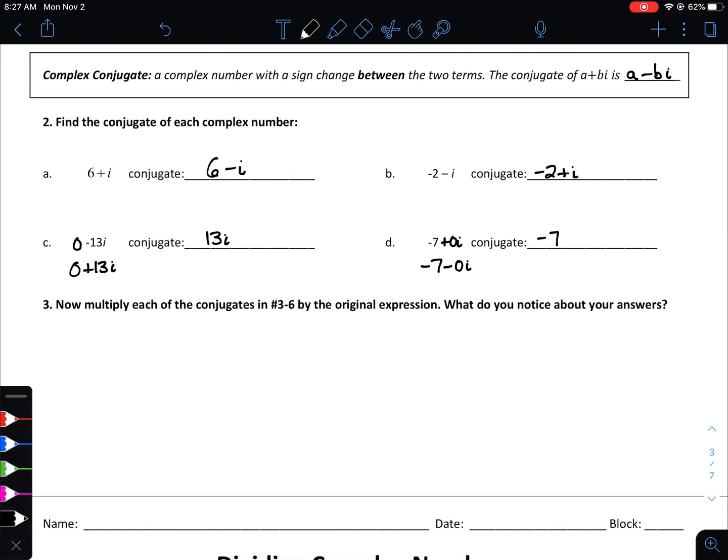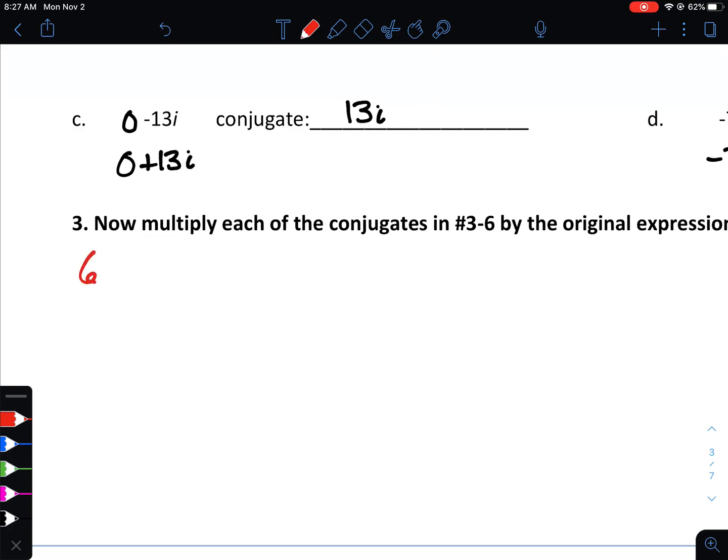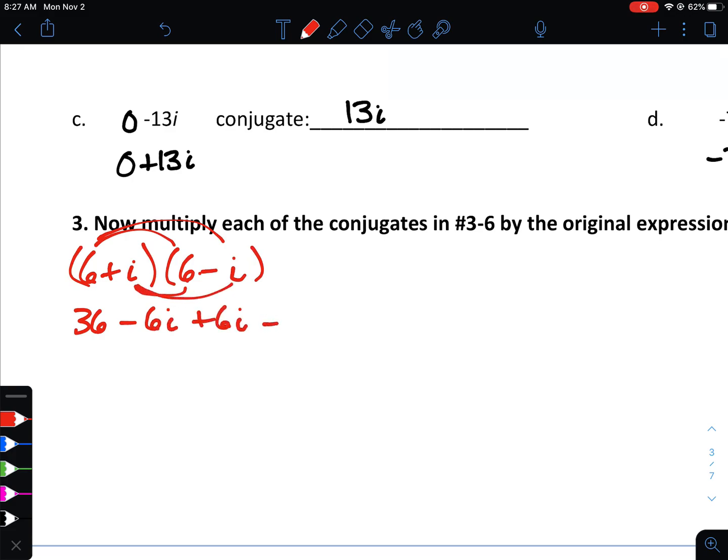All right, so to finish off these notes, let's see what happens when we multiply these conjugates together. We're going to start by multiplying the pair from example A, which was 6 plus i and 6 minus i. As we distribute that, we'll get 36 minus 6i plus 6i minus 1i squared. Now again, notice that negative 6i and plus 6i are going to add to be 0. The i squared is going to change the -1 that's in front of it to a +1, and we just get 37.